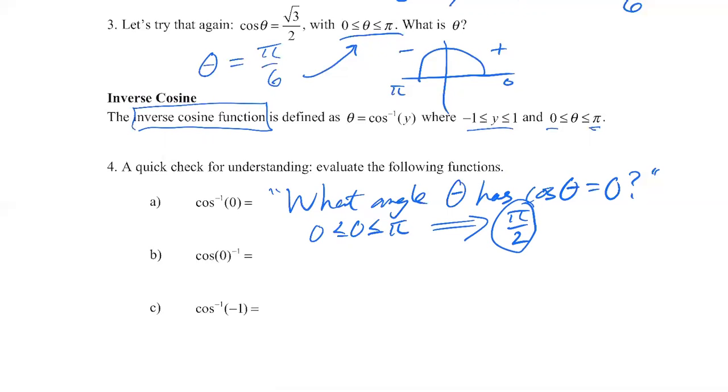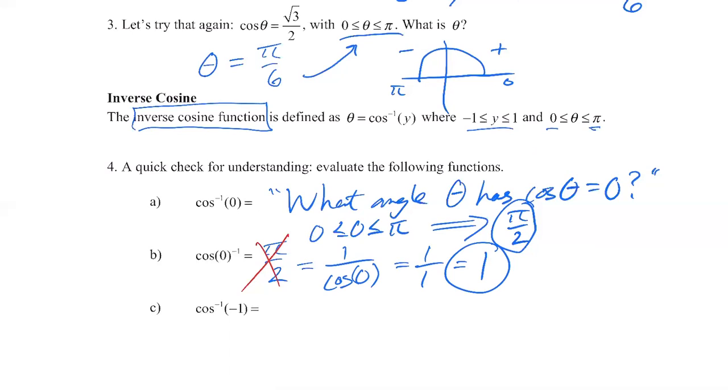Now, the next one looks pretty similar. The cosine of 0 to the negative 1 equals, and we might be tempted to say that this is pi over 2. After all, cosine to the negative 1. But no, don't do that. When you put the negative 1 on the outside, it means reciprocal. It means 1 over the cosine of 0. And the cosine of 0 is just 1. So that's our final answer to part B.